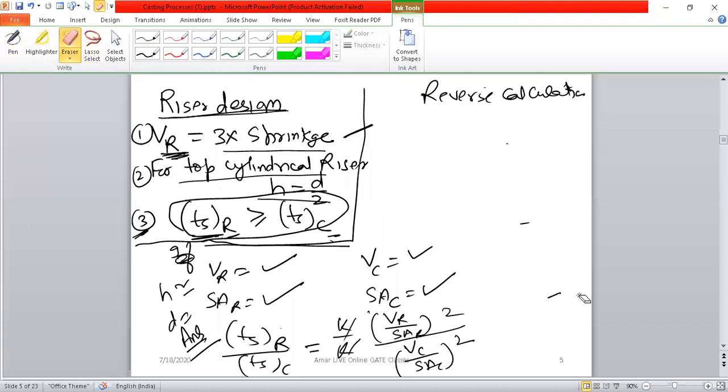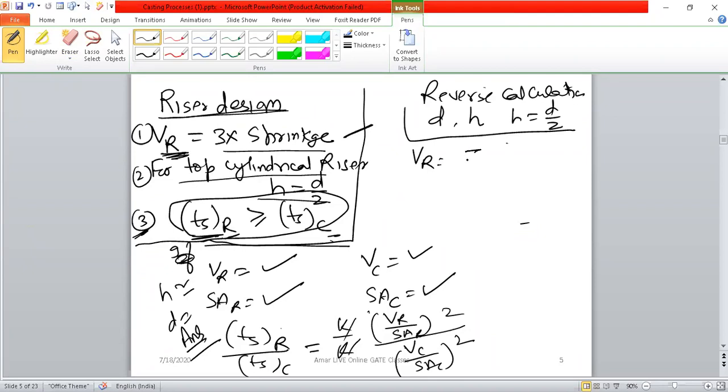You have to assume some diameter. Suppose you have assumed diameter D, then height H will be equal to D by 2, that is by default. From the top riser minimum surface area condition, you need minimum surface area for low heat dissipation from the riser.